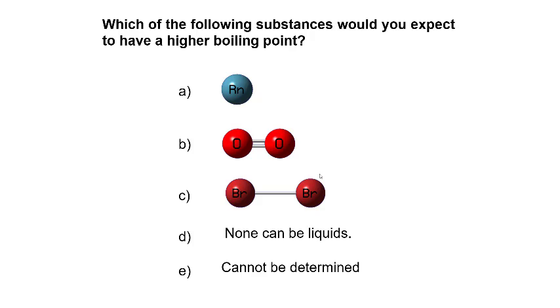Finally, or I guess we have two more examples. This one states, which of the following substances would you expect to have a higher boiling point? An Rn atom, O2 molecule, or Br2 molecule. So pause the video, take a look.